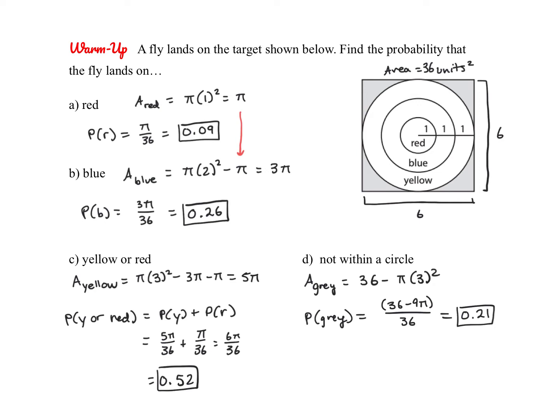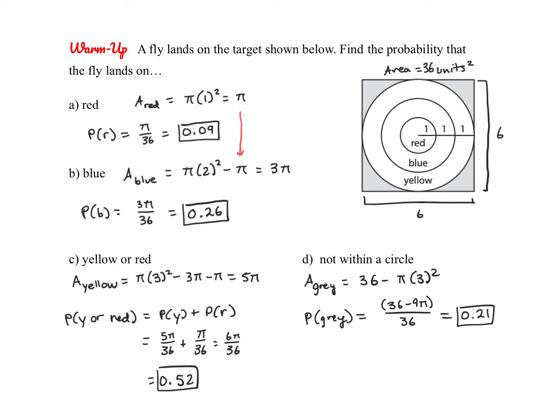All right, go ahead and check your work here. So first thing to notice is that the area of the total target, it's a 6 by 6 square, so it's 36 units squared. Then to find the probability that it will land on these different colors from the target, you simply find the area of those different spaces. So for red, we just do pi r squared with a radius of 1, so simply pi. So it's pi over 36, which is the total area, so a probability of 0.09.